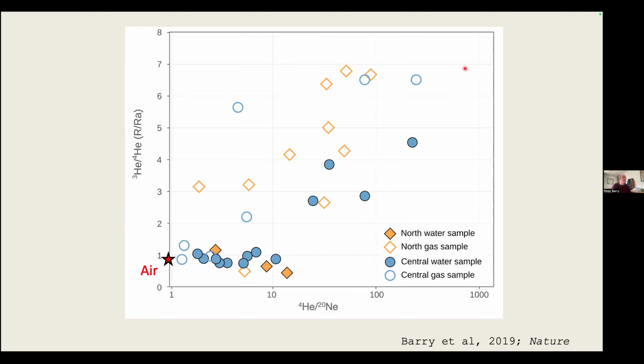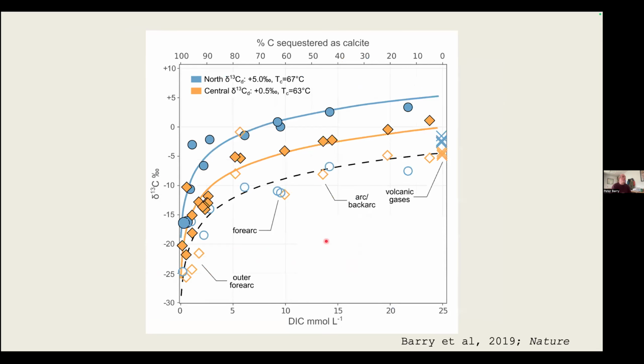And then you can see, of course, some of these samples have values up to 6, 6.5, nearly 7 times the atmospheric ratio, and those also are accompanied by these enrichments in helium to neon. So I'll show you this plot a couple times because I'm going to talk about a couple different studies. So I'll keep coming back to this. But for this first part, you just remember that these are many of the Forearc samples.